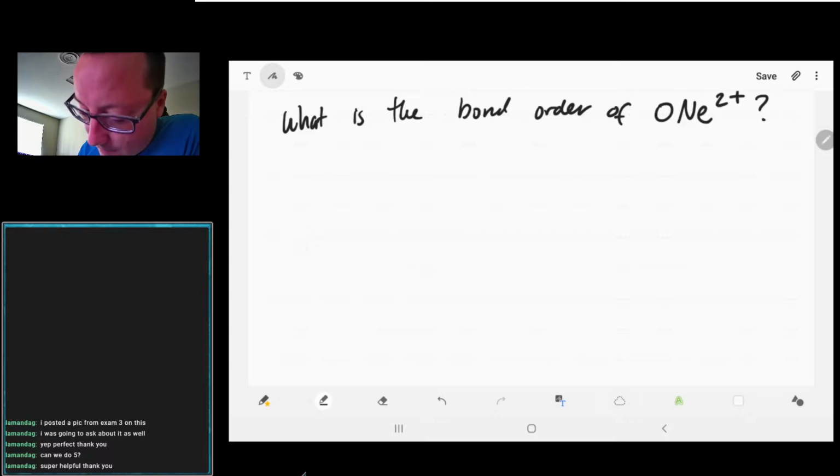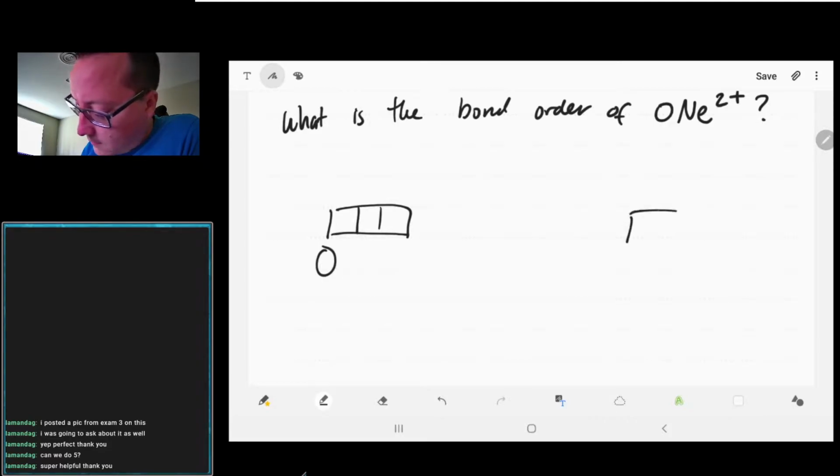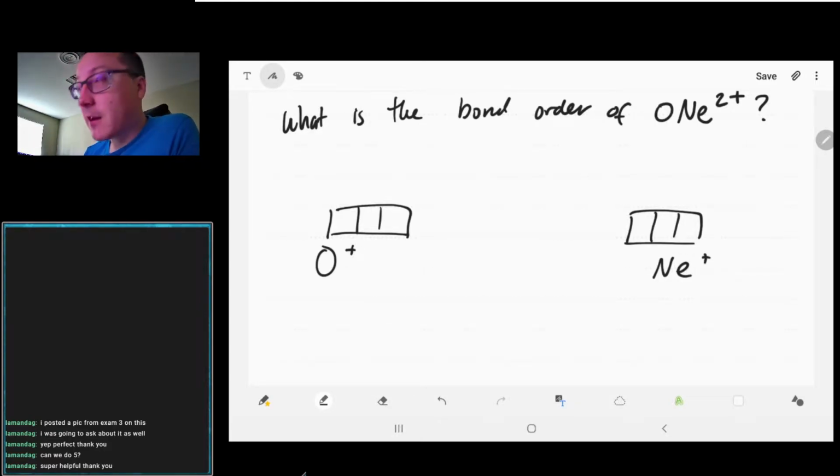So, let's go ahead and take a look at the p's. Let's just make both of them 1 plus. It doesn't really matter. Again, you can use either one. Neon normally is a full p, but 1 plus means it has one fewer electron. For oxygen, oxygen normally has 4 in the p. So if we get rid of 1, we're going to have 3 there.